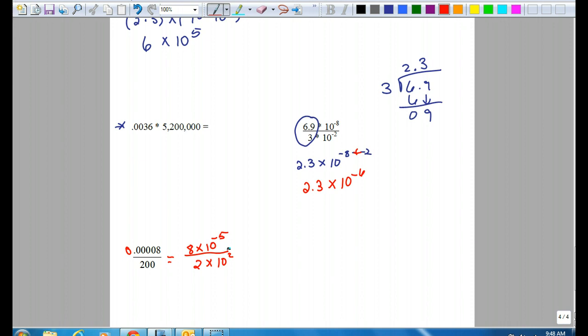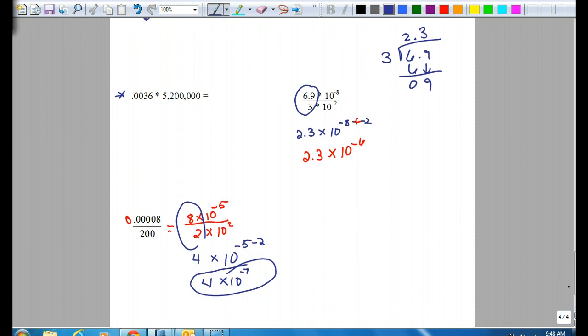All right, so now let's look at the first part of this. 8 and 2. We're going to divide those. What do we get when we divide them? 4 times 10 to the negative 5th minus 2. So it'll be times 10 to the negative 7. That will be the answer on that one. Any questions? Okay.